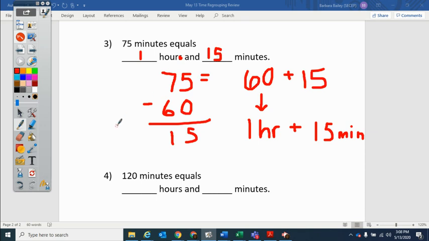Last one, number 4. Again, I want you to try to do this independently, and we'll check at the end. So pause the video, work out number 4, and then we'll check it at the end to see if we got the same answer.